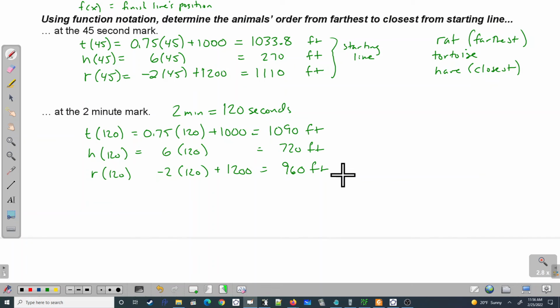And so now at the 120-second mark, we're going to have the tortoise now being farthest from the finishing line. The rat is now moved into second place. The hare is still behind because it is still closest to the finish line.